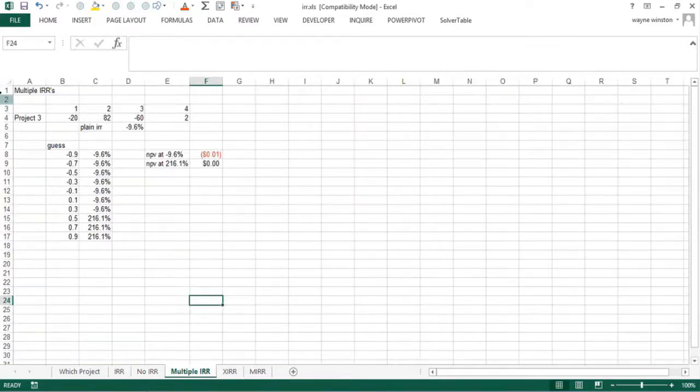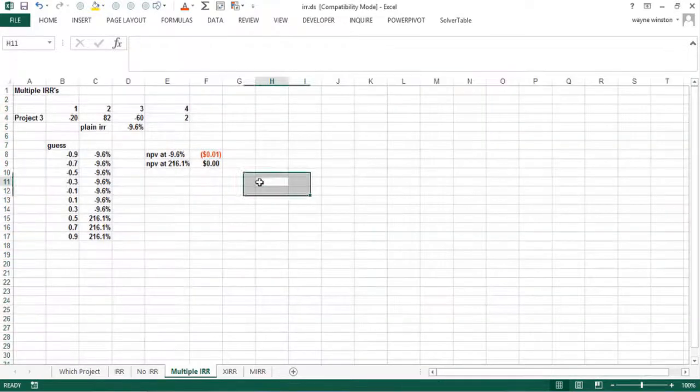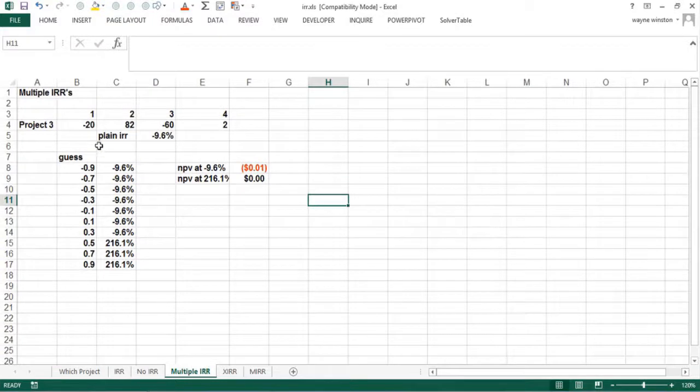So here's again an example. Every finance book has their own pathological example here. So here the cash flows swing minus 20, 82, minus 60, and 2. So the cash flows change sign 3 times. So I guessed internal rates of return from minus 90 to plus 90%, and we get 2 different IRRs. Minus 10% if we guess a small IRR, 216% if we guess a big IRR.